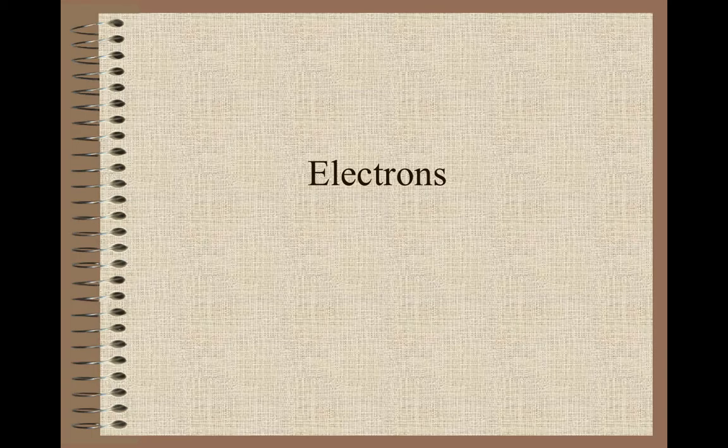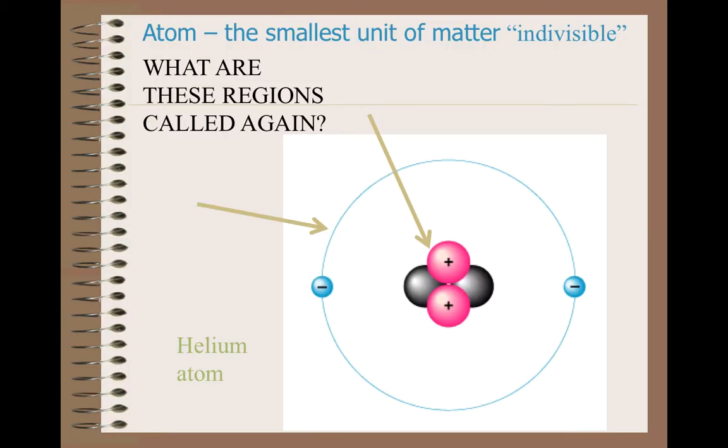So today we're going to talk about electrons. We've been talking about elements, atoms, the periodic table, ions. But we're going to take a step deeper and look specifically at this particle called an electron. If we recall, the atom is the smallest unit of matter. It's the smallest thing we could possibly have.